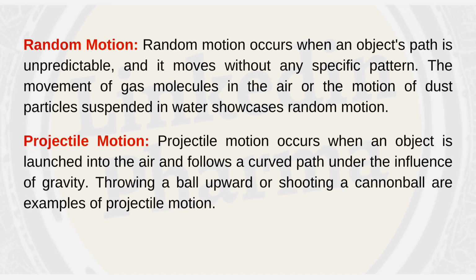Random motion. Random motion occurs when an object's path is unpredictable, and it moves without any specific pattern. The movement of gas molecules in the air or the motion of dust particles suspended in water showcases random motion. Projectile motion. Projectile motion occurs when an object is launched into the air and follows a curved path under the influence of gravity. Throwing a ball upward or shooting a cannonball are examples of projectile motion.